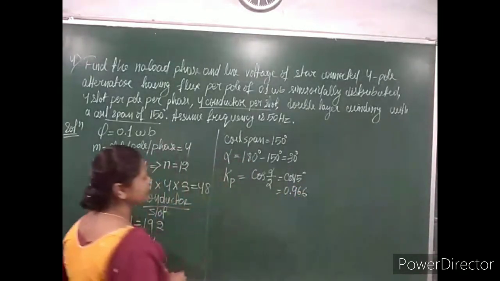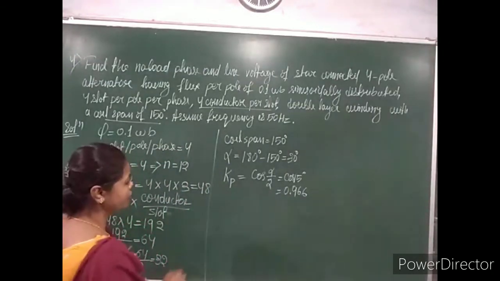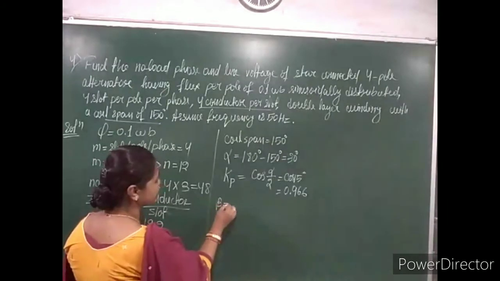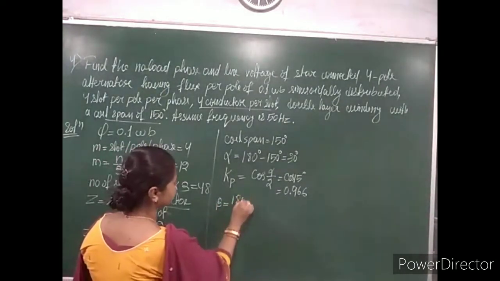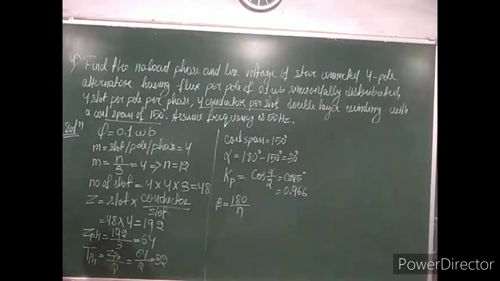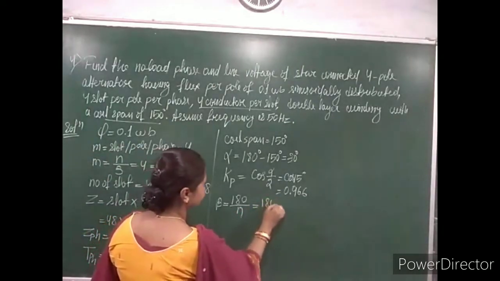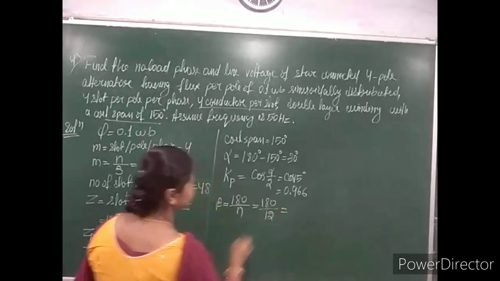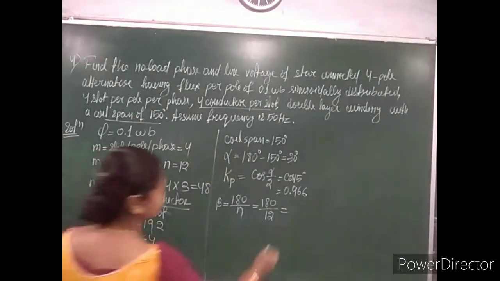0.966. Next, you go for the calculation for distribution factor. For distribution factor, first you find slot angle. Slot angle beta is equal to 180 by n, where n is the number of slots per pole. N we get is 12. So 180 by 12. After putting the value of n, you get the slot angle beta is 15 degree.